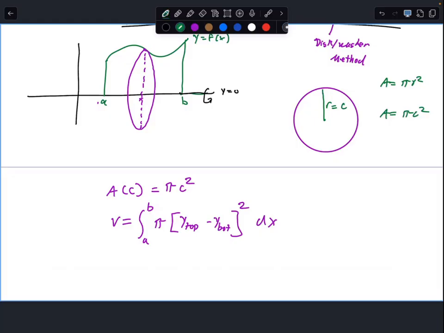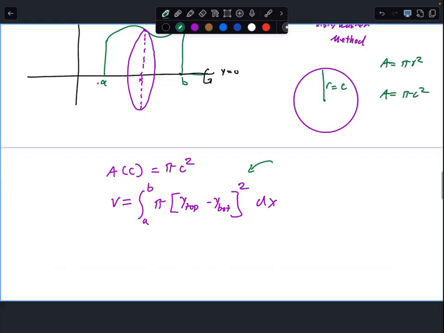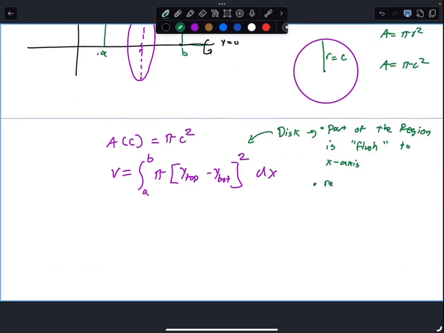Now, in this problem, there's a couple of things that I have to do. A couple of things are true here that we have to put disclaimers on. One of them is that this is a disk, which means that that part of the region is, and I'll use the word flush to the x-axis. That's one part. The second thing that we have to understand here is that we're revolving, in this example, about the x-axis.